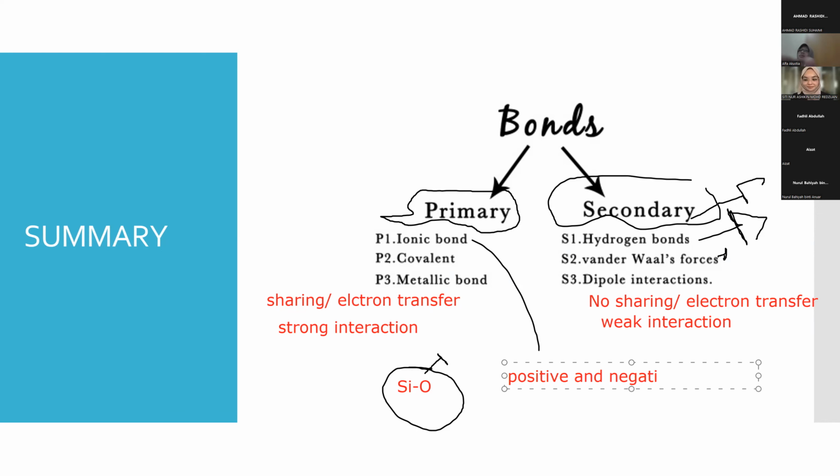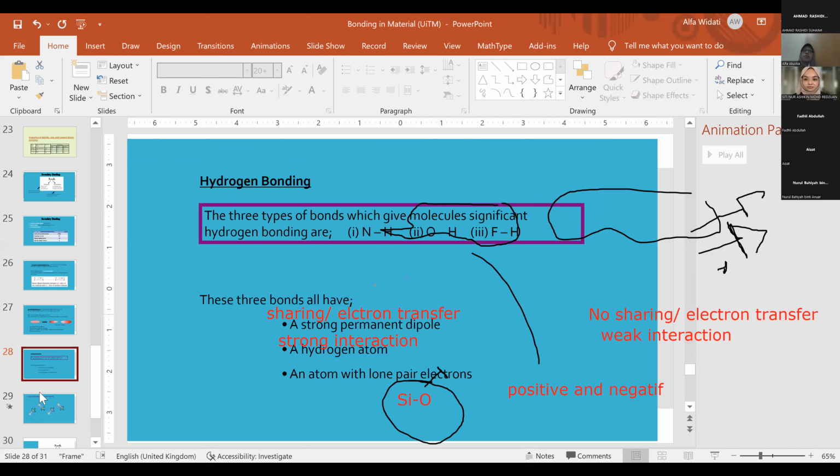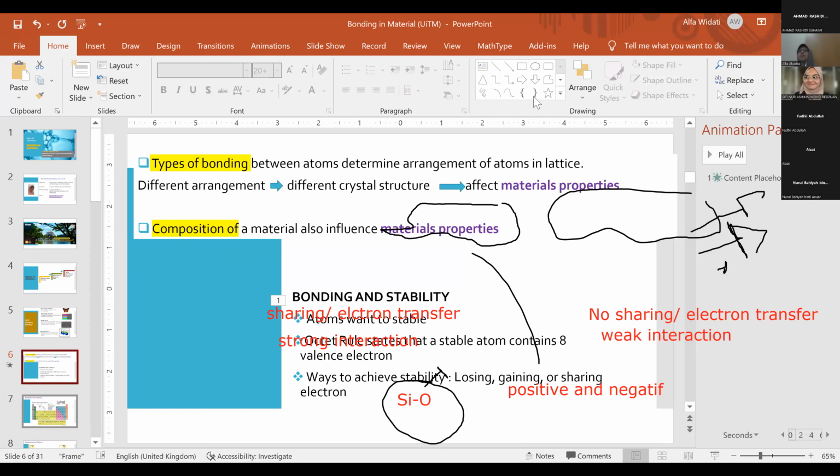But in silicon oxide, it's difficult for silicon to become positive. Why? Because of the periodic table. As I always say, if we talk about bonding, we have to remember the periodic table. Okay, I go to the periodic table.